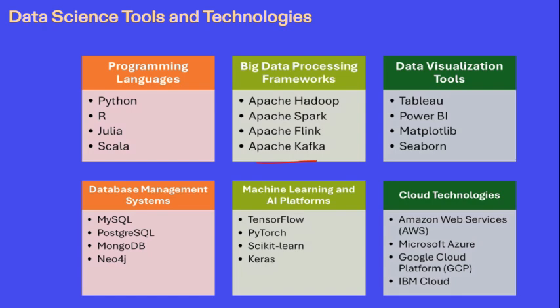Database management like MySQL, Postgres, MongoDB, which is a document-oriented database, will all help us. Machine learning and AI platforms, or we can call them libraries, where you can look at TensorFlow, PyTorch, Scikit-learn, and Keras. Lastly, as data starts to grow, we need to look after the storage part and also other services provided by cloud infrastructure like AWS, Azure, Google Cloud, and IBM Cloud.